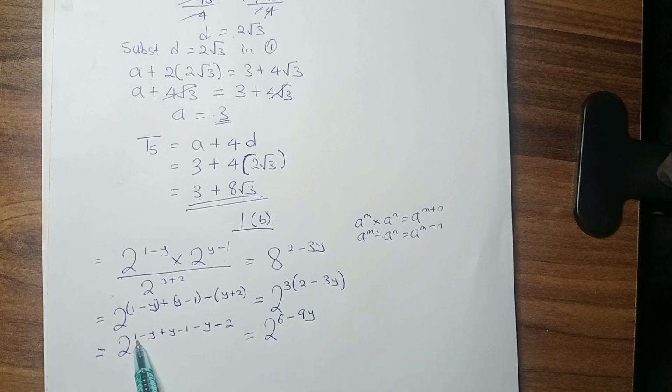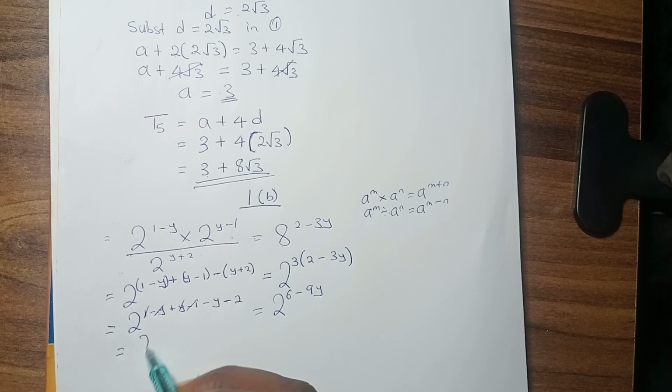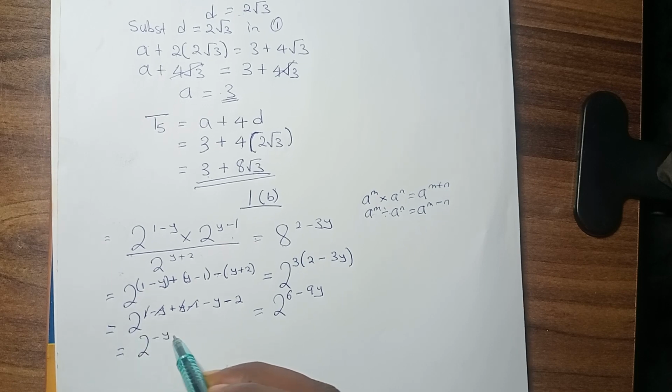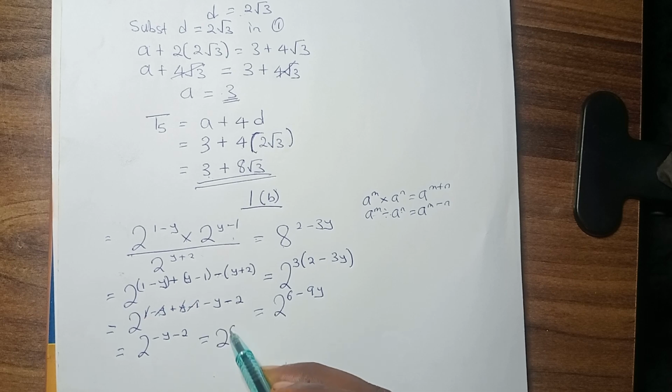Okay, so 1 minus y plus y minus 1. If you look at this, we have 1 minus 1, which will give us 0, cancel it out. Minus y plus y is 0, we'll cancel it out. So we are left with 2 raised to power minus y minus 2 equals 2 raised to power 6 minus 9y.